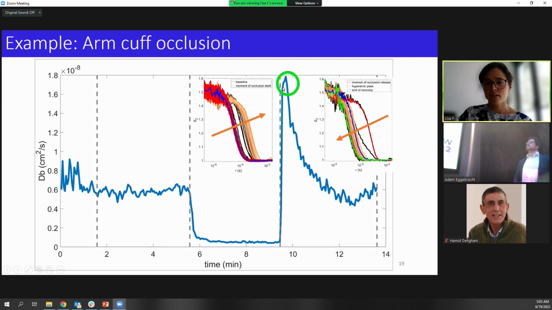That was the hyperemic peak that's circled in green and corresponds to the green curve shown here. And then just during the recovery period, we see that they all kind of slowly become more stable and they have around the same decay rate in G2.